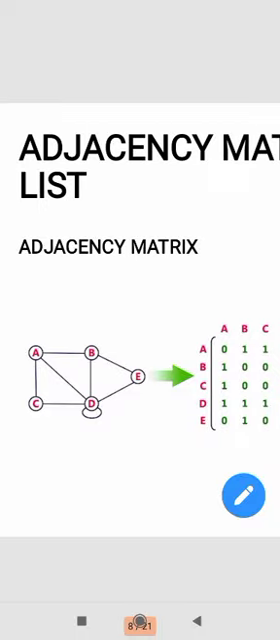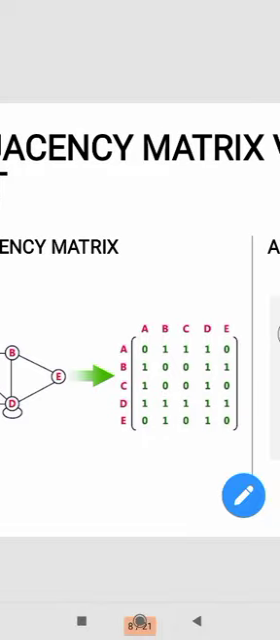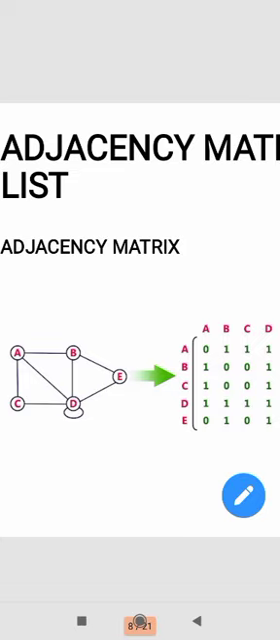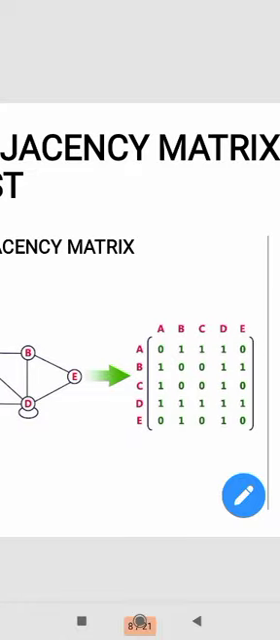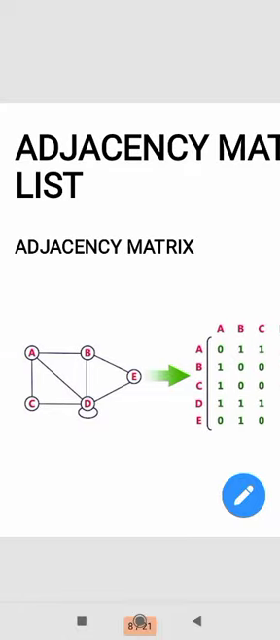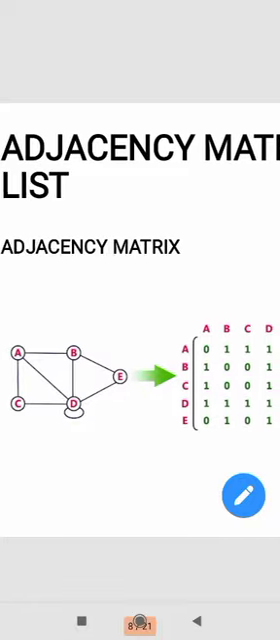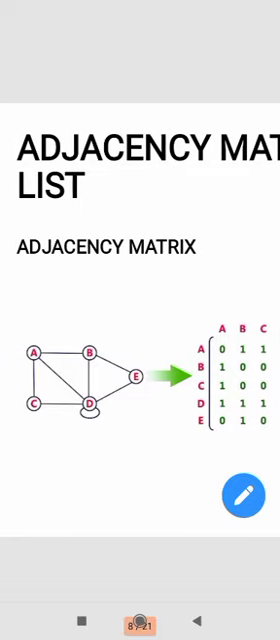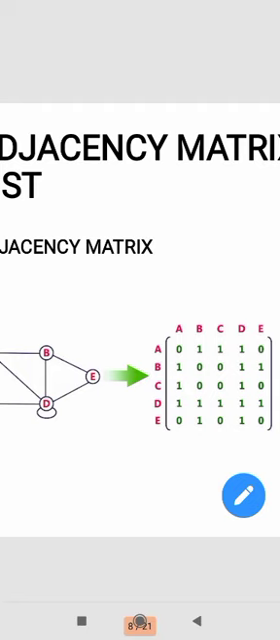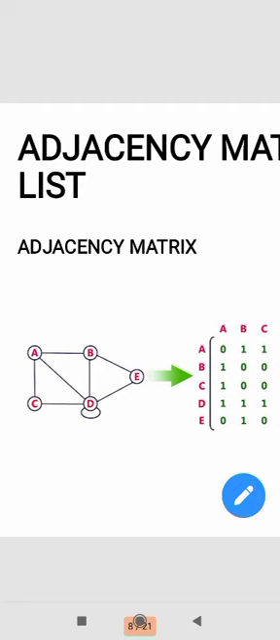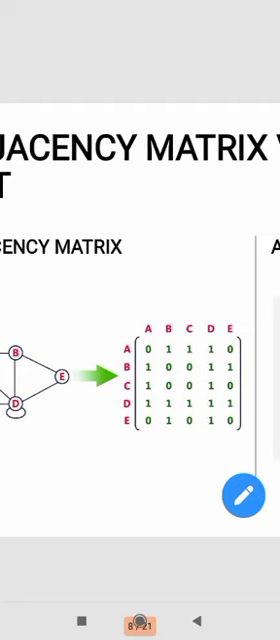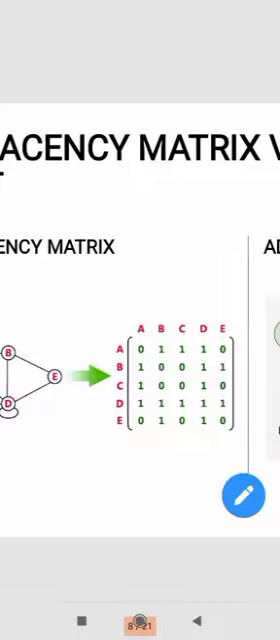D to D, here it is represented as a circle. Please see, here it is represented as a circle, so it has one node. So it is considered as 1. D to E, 1. E to A, no direct edge, 0. E to B, 1. E to C, 0. E to D, 1. E to E, 0.